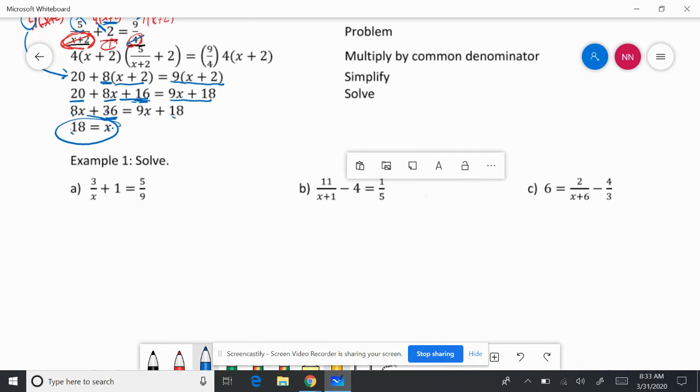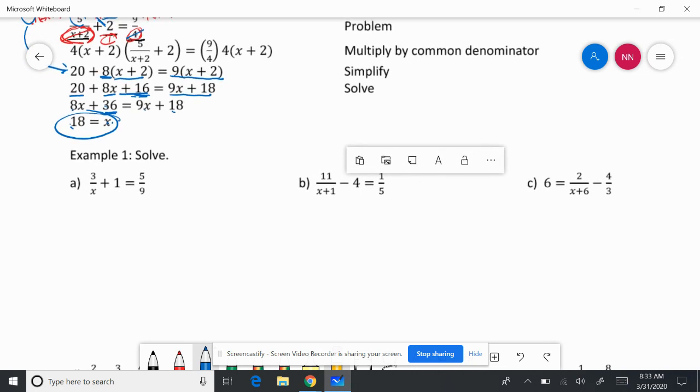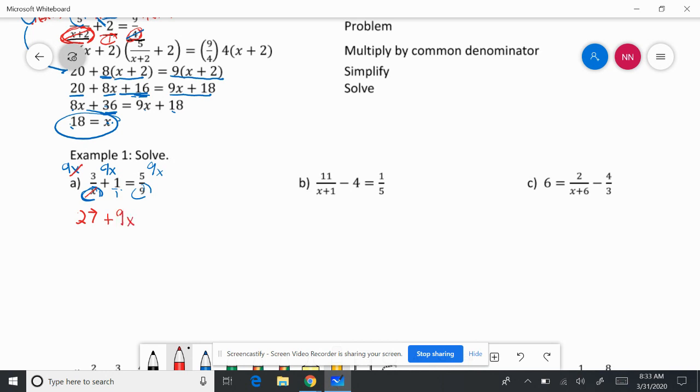So looking at letter A, we're going to first look for our common denominator. We have x, we have 9, and that is, of course, 1. So that means our common denominator is 9x. So we multiply all the terms by 9x. For the first one, when we multiply it, the x's cancel, so we get 9 times 3, which is 27. For the next one, we multiply the 9x times 1, and we get 9x. And for the third one, the 9's cancel, so what we get is 5x.